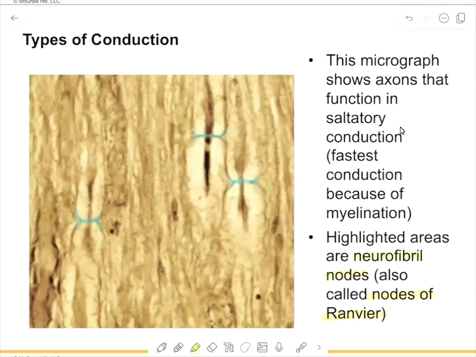So this micrograph is showing axons that function in what's called saltatory conduction. And the word saltatory means to leap. So imagine that the action potential is literally leaping along the axon to the next neurofibril node or node of Ranvier. So saltatory conduction, you should know that it is the fastest conduction, and it occurs because of this myelination.